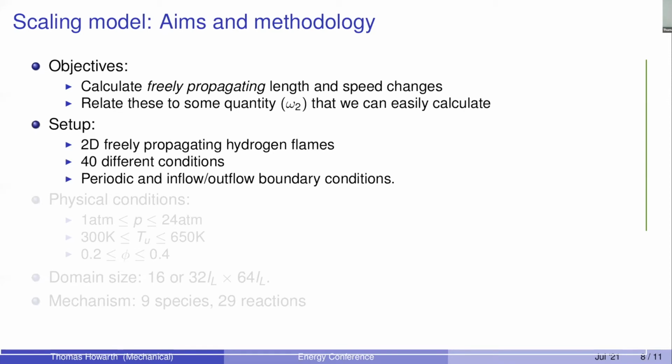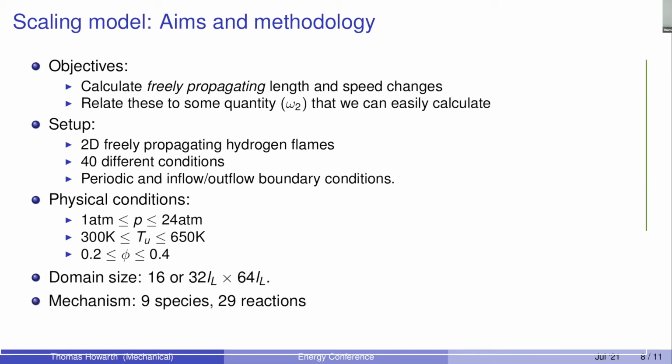We had 40 different conditions in a range in the pressure, temperature, and equivalence ratio space. We didn't perturb the velocity field in any way; we let the flame do its own thing. The range of physical conditions was 1 to 24 atmospheres, 300 to 650 Kelvin, and a fuel to air ratio of 0.2 to 0.4. If you go above 0.4, we're entering the region where you don't see much instability. We also used a complex chemistry mechanism with 9 species and 29 reactions.